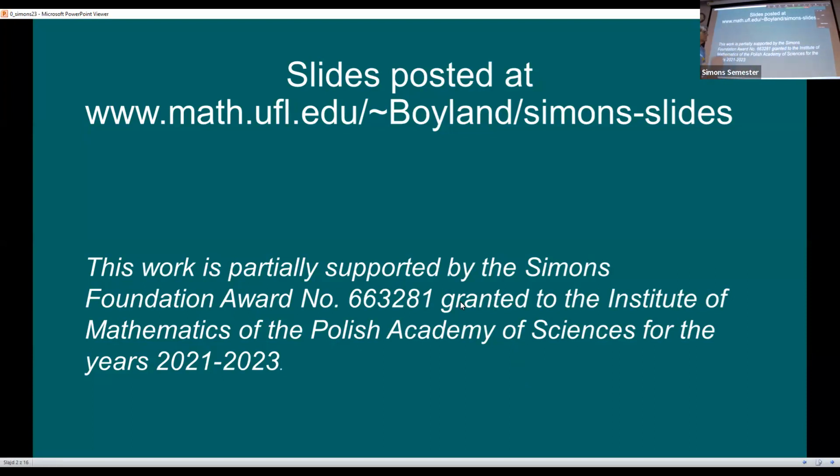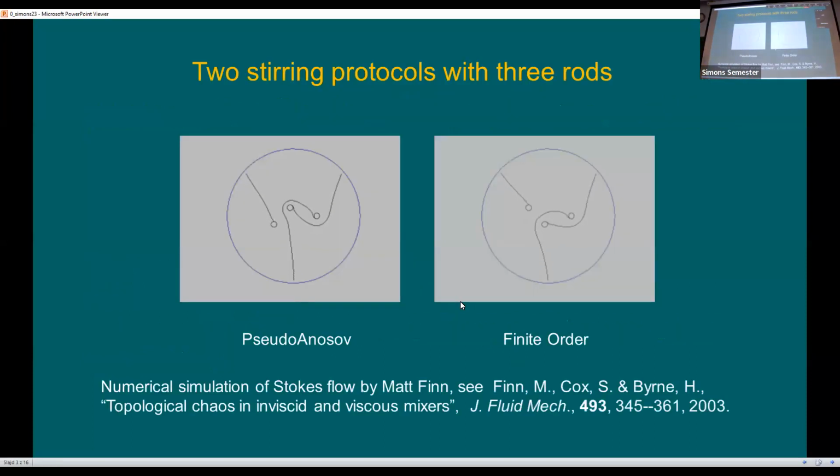Start with the same movie, which makes the point most graphically. So here's a numerical simulation of stirring of a viscous fluid. The difference between the two protocols is this is clockwise, then counterclockwise, and these are both clockwise. So it's very clear that there's a fundamental topological difference between the two, and the behavior in terms of the fluid mixing and other dynamics are quite different.